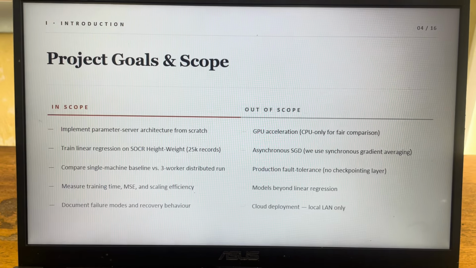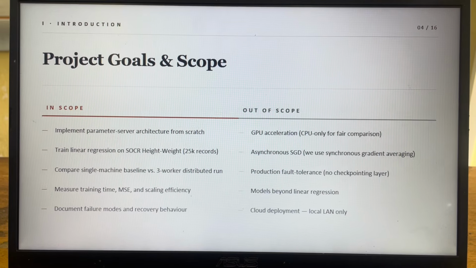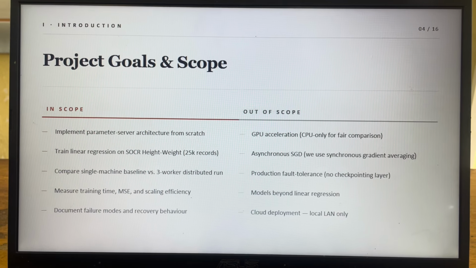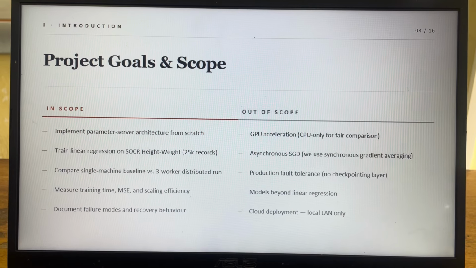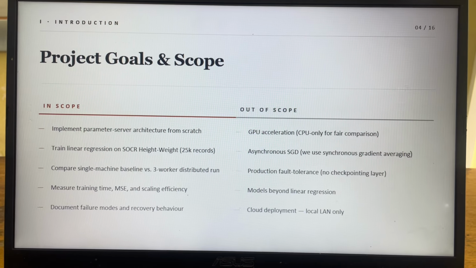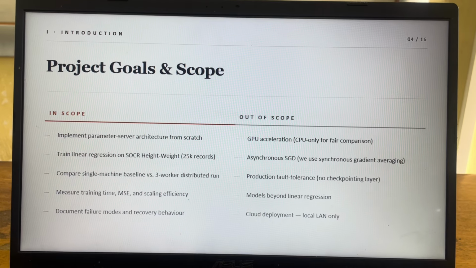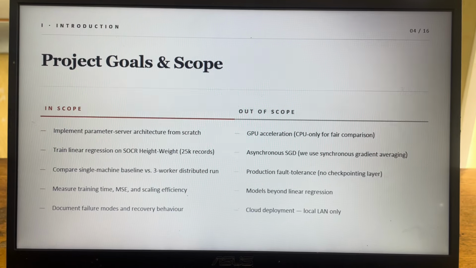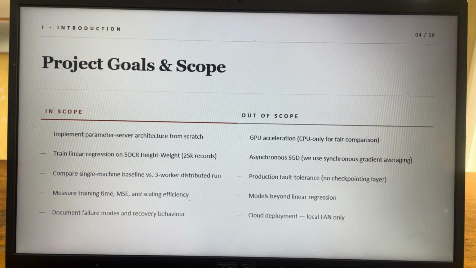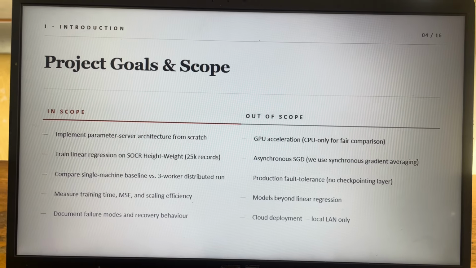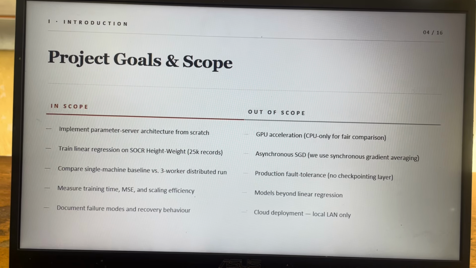So the project goals and scope. In scope, we implement the parameter server architecture from scratch. Then we train linear regression on the height-weight data set, which contains 25,000 records. Then we compare the single machine baseline versus 3-worker distributed. Then we measure the training time. We use the MSE, and also we check the scaling efficiency. Then we document failure modes and recovery behavior.